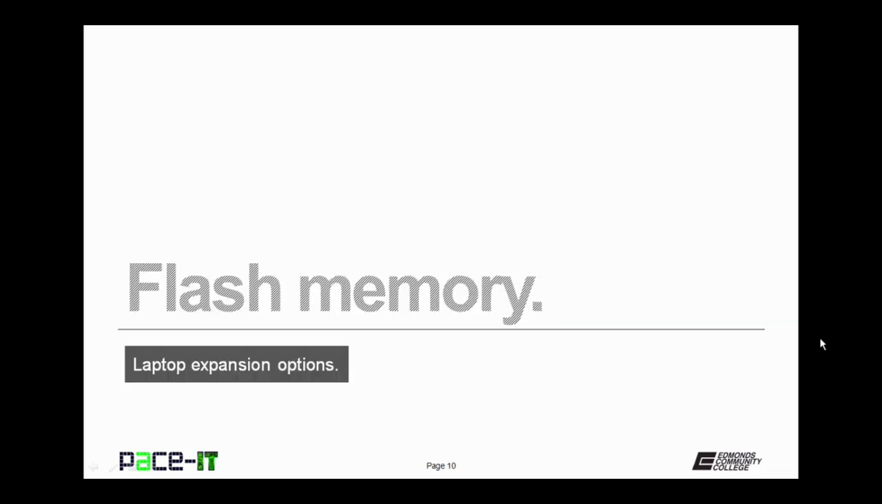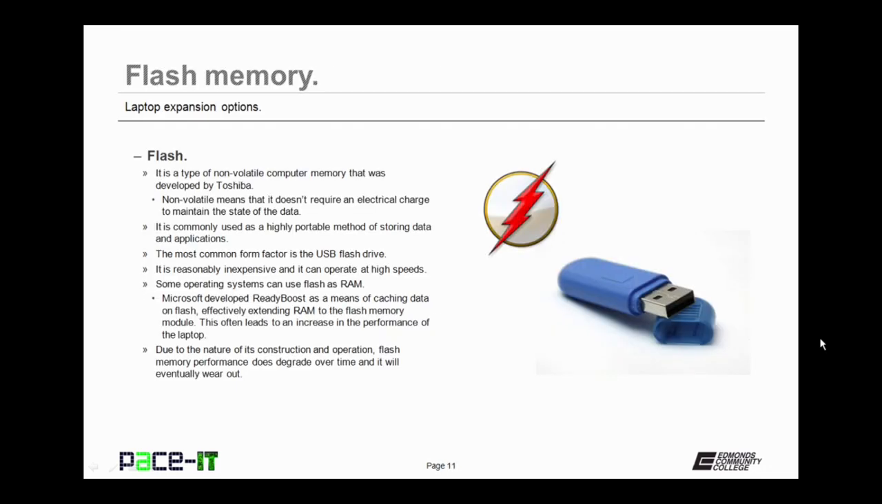Now let's talk about flash memory. So what is flash memory? Well, it's a type of non-volatile computer memory that was developed by Toshiba. Non-volatile means that it doesn't require an electrical charge to maintain the state of the data. It's commonly used as a highly portable method of storing data and applications. Its most common form factor is the USB flash drive. It is reasonably inexpensive and it can operate at high speeds.